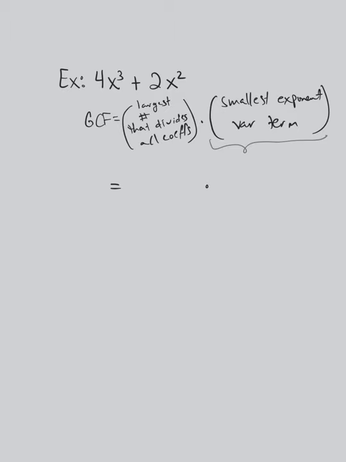Well, here we have a third power, and here we have a second power. So it would be x to the second power. Now for this part right here, we need the largest number that divides into all the coefficients. So let's look at our coefficients. We have a 4 here and a 2 here. So what's the largest number that divides into both 2 and 4? That would be 2. So our GCF here is equal to 2x squared.